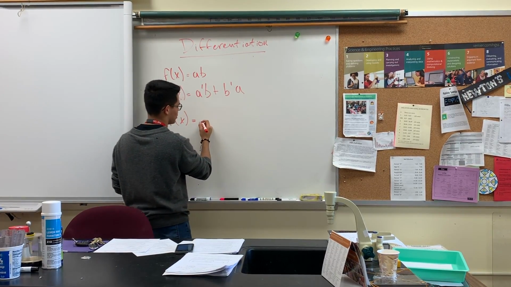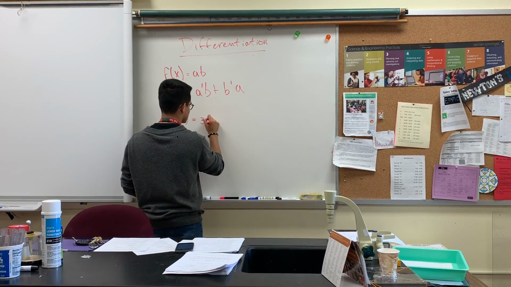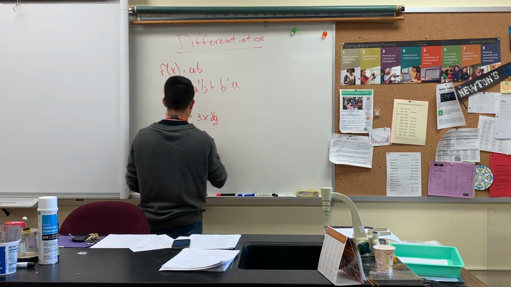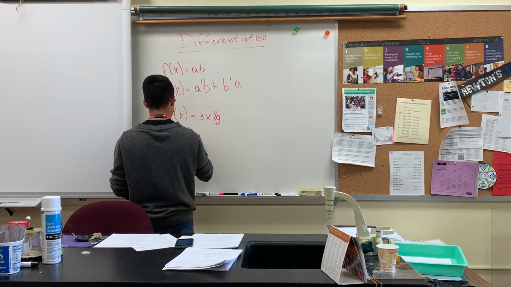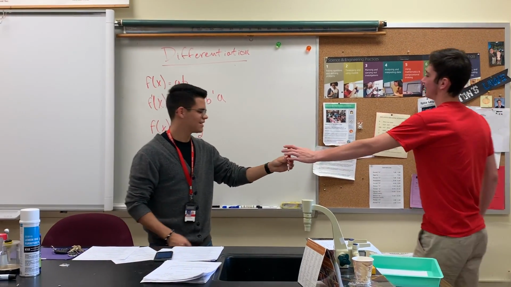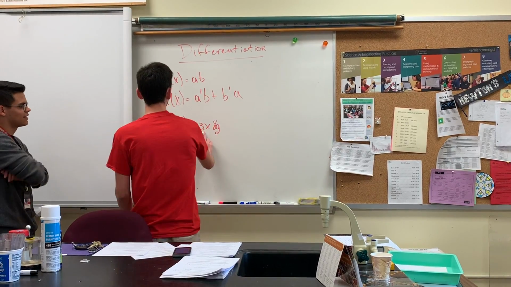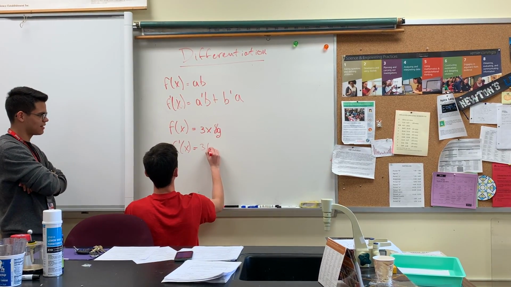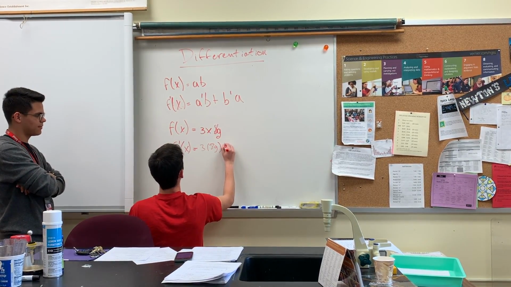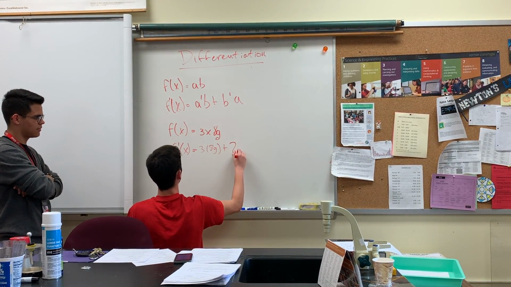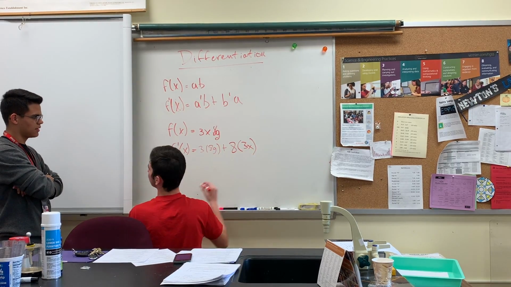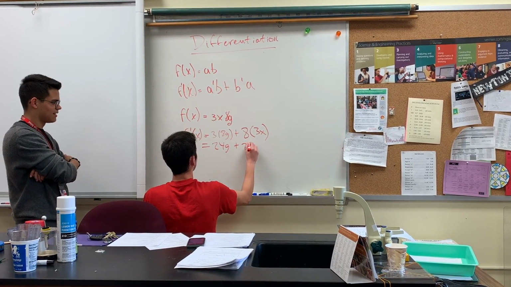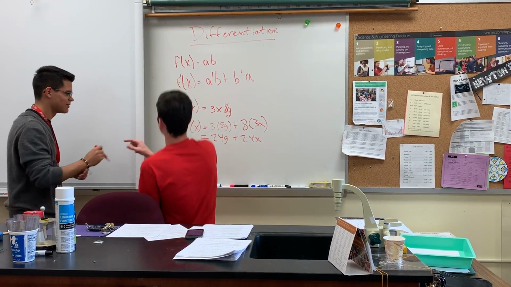If f of x is equal to 3x times 8g, what is f prime of x? So you have a 3x, which means you take the derivative of that. So 3 times 8g, plus, then you take the derivative of that one, so 8 times 3x. Now could you simplify that for me, Joe? Of course. 24g plus 24x. Thank you, Joe. Much appreciated.